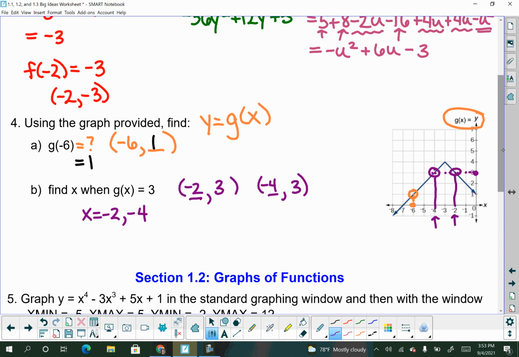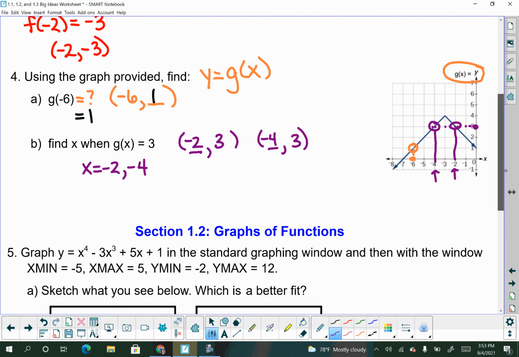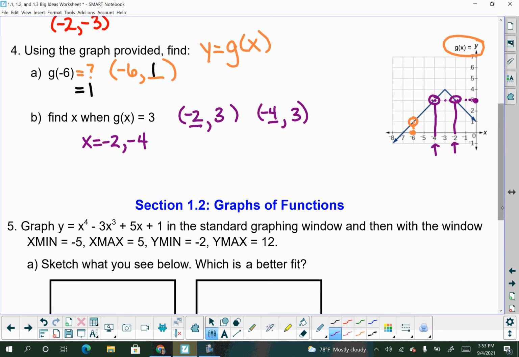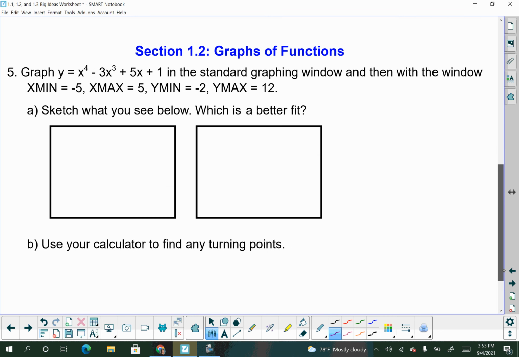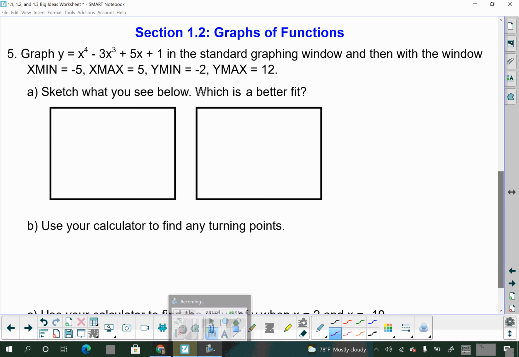All right, so that was our summary of 1.1. Moving on to 1.2, I'm going to need my graphing calculator, and so are you, so I'm going to pause the video real quick, get it, and then we'll continue on.